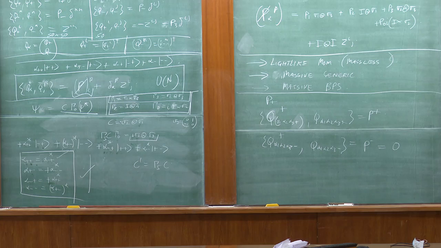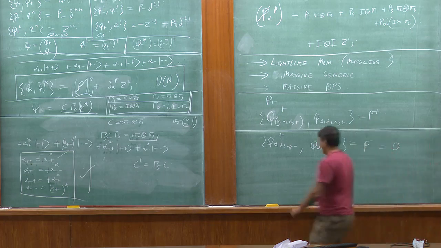P minus and p plus, no difference. I'm choosing p plus, I could choose p minus. Now, p plus I could take as p0 plus p 2n minus 1. P minus I'm calling p0 minus p 2n minus 1, but that's really no difference. It would just flip which one was 0 or not.